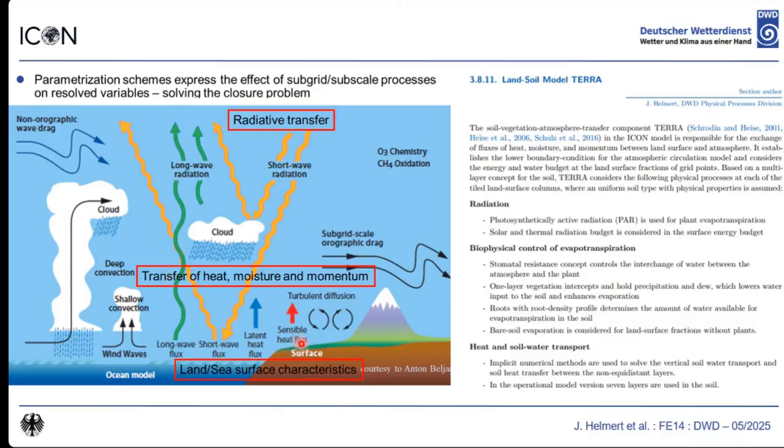The surface will be heated during the day and cooling at night, emitting longwave radiation upwards. This is the green arrow. And then at the surface, we will have sensible heat flux and latent heat flux. These are the turbulent heat fluxes, which in the model are dealt with by the turbulence and boundary layer schemes, which you will hear about later.